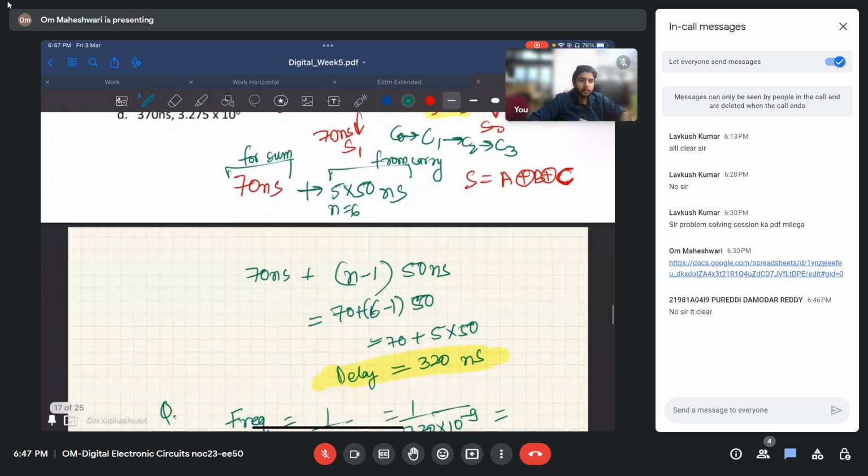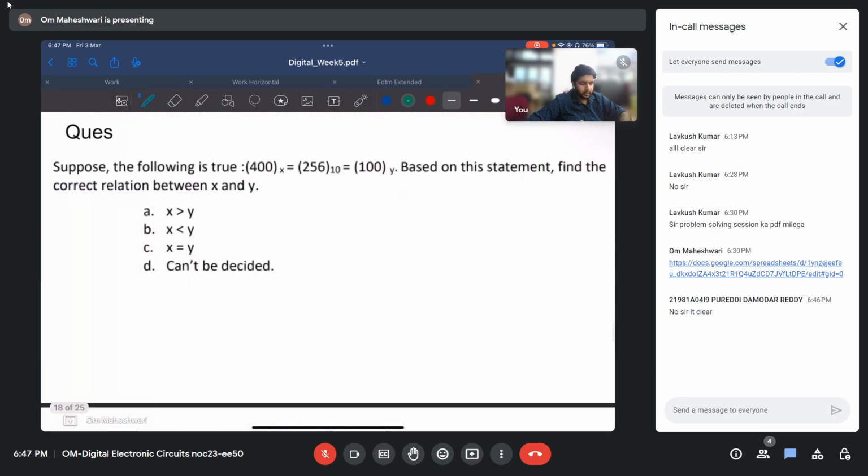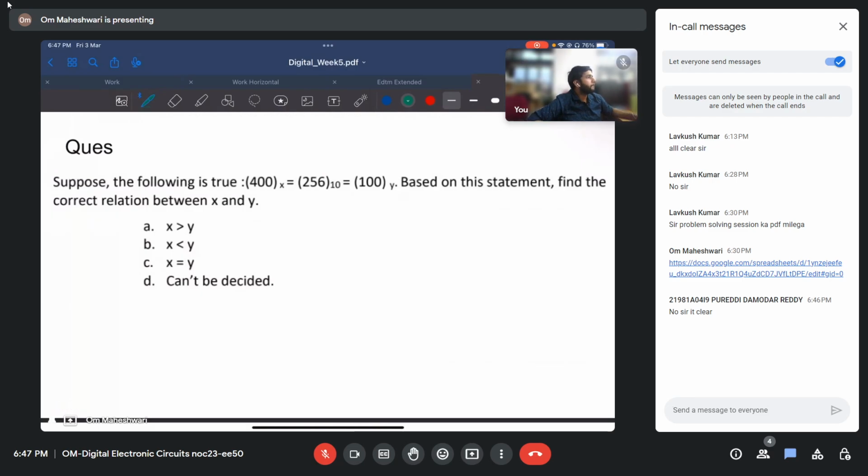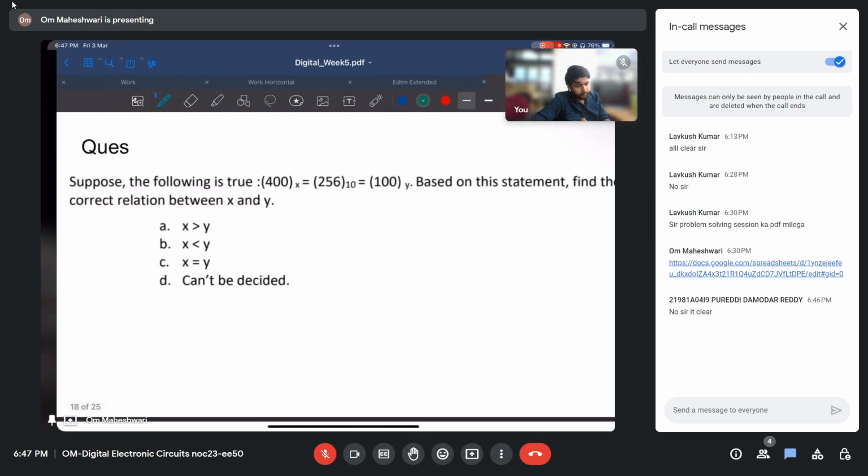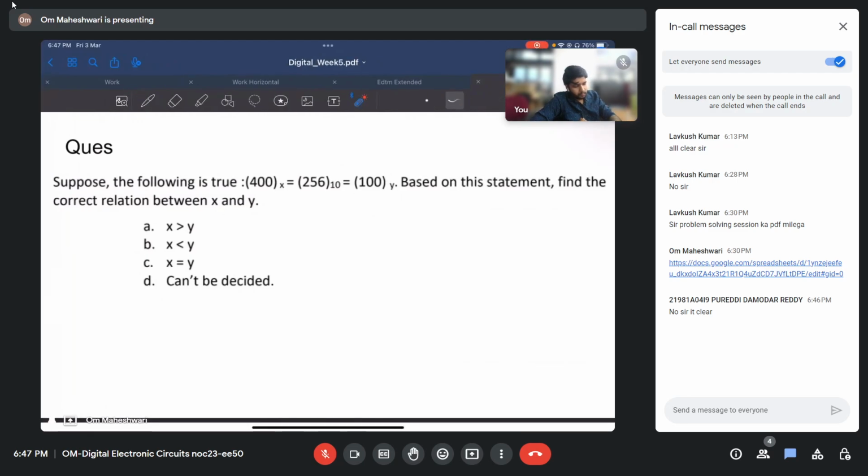Okay, let us move on to the next question. So suppose the following is true: 400 radix x is 256, 100 radix y is 256. Find the relation between x and y. Okay, fine. So first we'll take one part, then we'll take the other part.